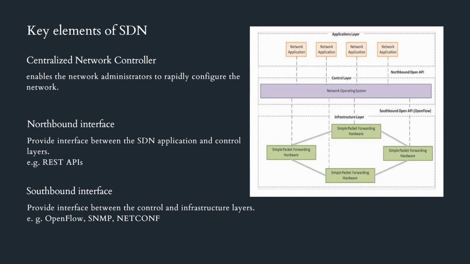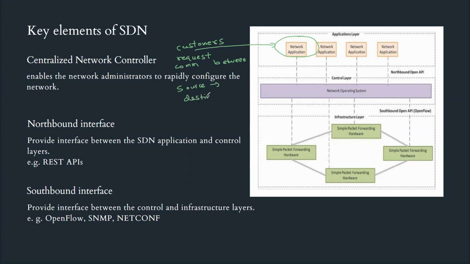So what I mean is that when we have the network applications, network applications can be accessed by certain customers. The customers will request some kind of communication to happen from some source location to a destination. From a certain source to a destination, the data communication will happen.